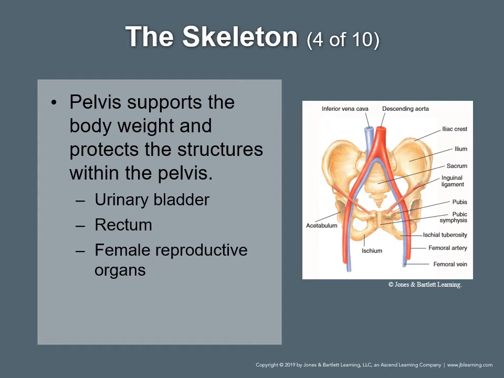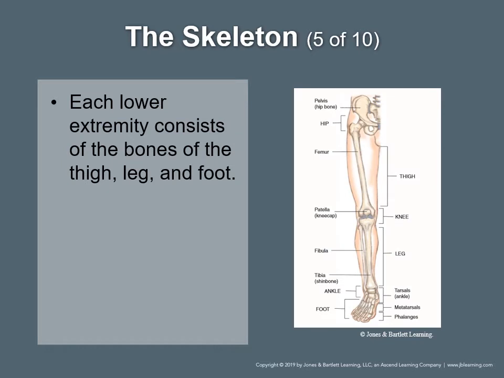The pelvis supports the body weight and protects the structures within the pelvis. You have the urinary bladder, the rectum, and female reproductive organs. The two iliac bones are joined posteriorly by tough ligaments to the sacrum at the sacroiliac joints. The two pubic bones are connected anteriorly by equally tough ligaments at the pubic symphysis.